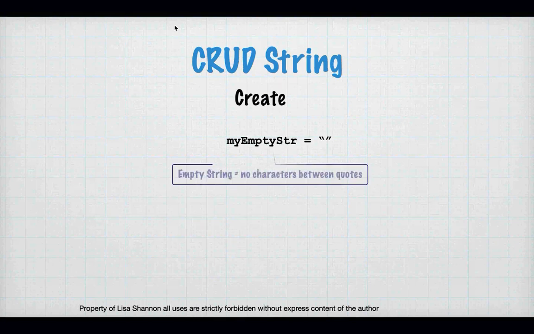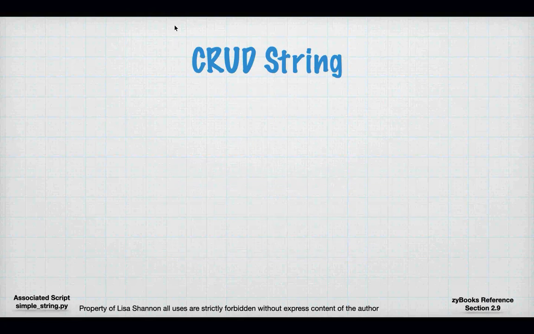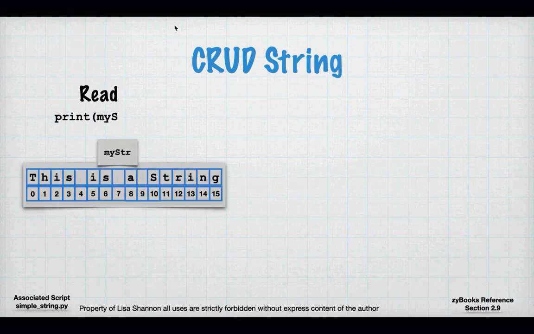So CRUD for a string. Create, just like we saw before. You can create an empty string. You can create a string that's populated. You can read, just like you read before. All right, print Meister of 0 gets me the T. Print Meister of 10 gets me S.